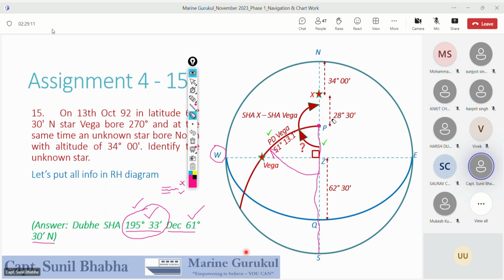सर एक लास्ट डाउट है, जो SHA x माइनस SHA ऑफ वेगा है, ये इक्वेशन हमेशा सेम रहेगी या फिर मैं पहले SHA ऑफ वेगा निकालूंगा और देखूंगा वो मेरे रैशनल होराइजन डायग्राम में वो कहाँ लाई कर रहा है, फिर उसके अकॉर्डिंग एंगल प्लस या माइनस करूंगा? This will always be correct बेटा. You don't need to find SHA of Vega. This will always be correct. आप वेगा के SHA में जब ये एंगल को ऐड करोगे तो आपको हमेशा स्टार का SHA मिल जाएगा.